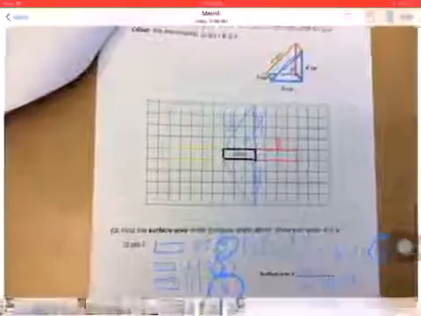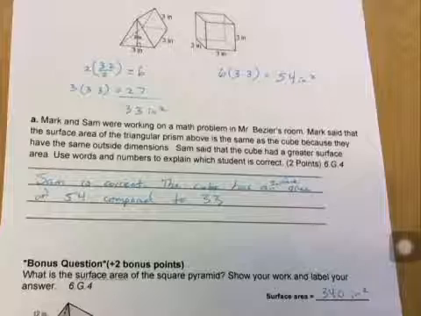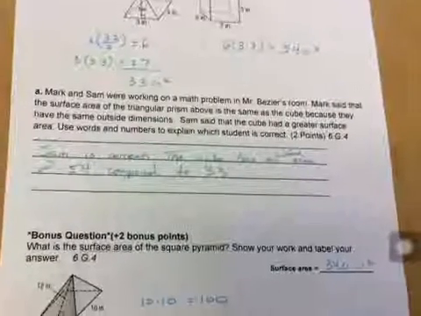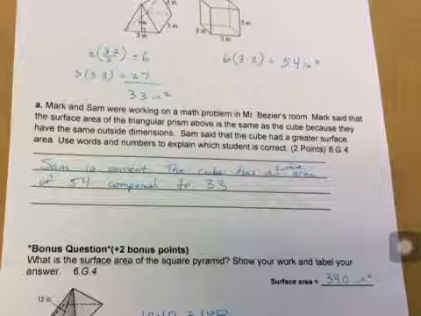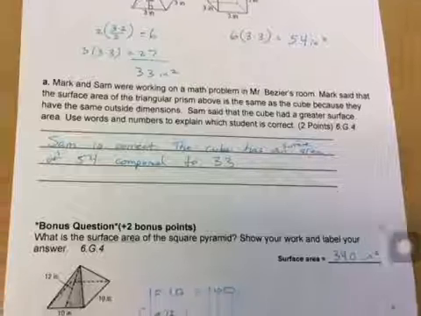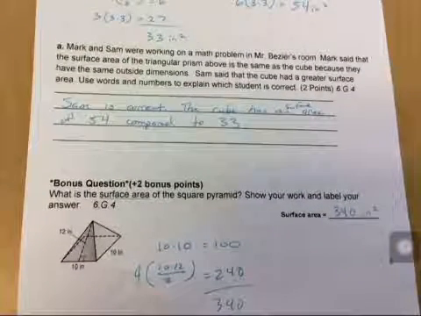So for this one, just have a picture of it. For letter A, you were supposed to get Sam is correct. So your answer should have that in there because the question says use words and numbers to explain which student is correct. So Sam is correct, and up above I showed the work. The thing I saw a lot of people forget to do was they were finding the volume when you have to find the surface area instead. So the surface area for the triangular prism should be 33, and the cube should be 54. So as long as you have the math and the correct answers to prove it, you should be able to say Sam is right.